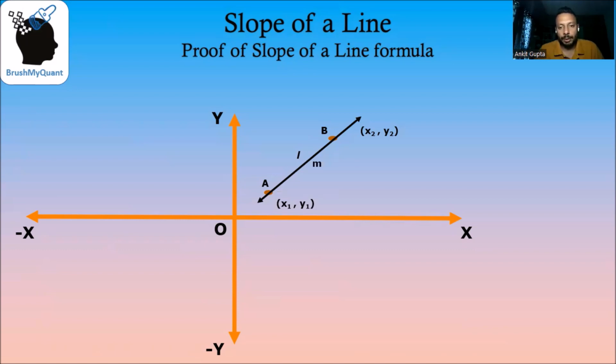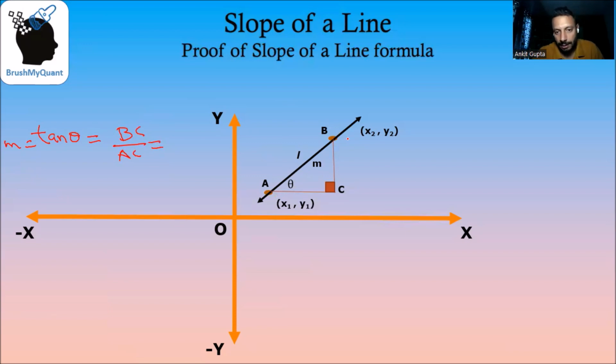Now, if we drop a perpendicular from B towards x-axis and a perpendicular from A opposite to y-axis to intersect at the point C, then we are going to complete a right angle triangle. And let's say angle BAC is equal to theta degree. Now, slope of the line is given by tan theta, which is nothing but equal to opposite side by adjacent side, which becomes BC by AC.